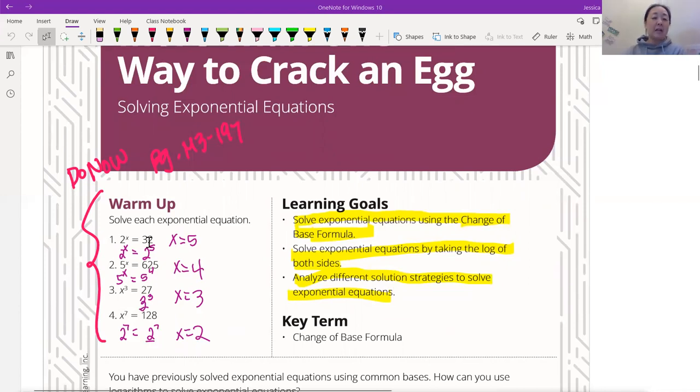On the left is our warm up. We're just figuring out what X is. If you think to yourself, what would X have to be to give me a 32? Let's use blue. We just change this to that, so that's the same base. If 2 to the 5th power is equal to 32, then this X better be 5. You do the same thing for all of them. Just make sure you have the same base and you can figure out what your X is.